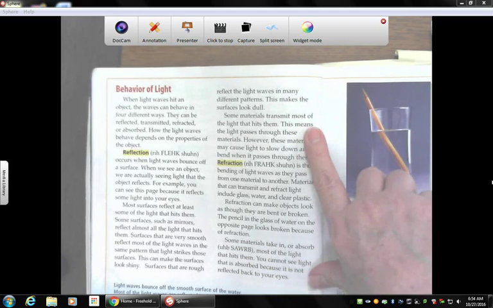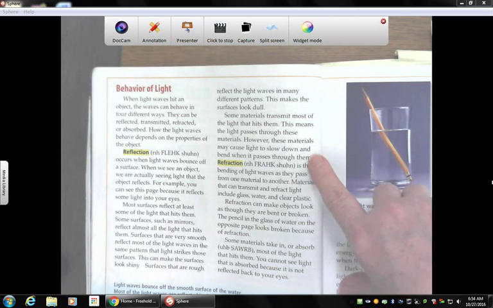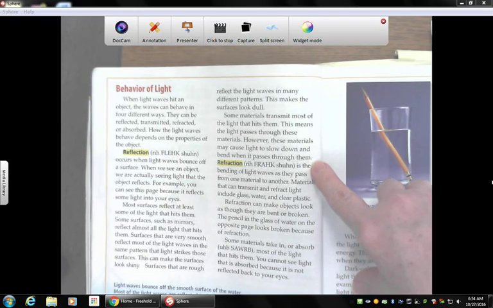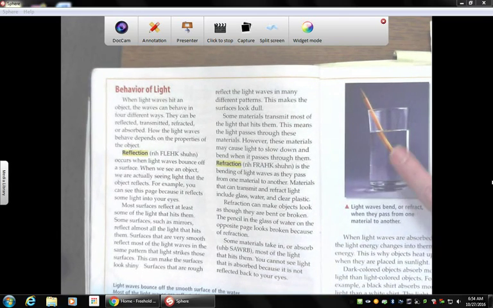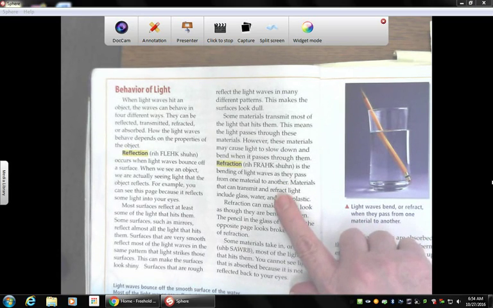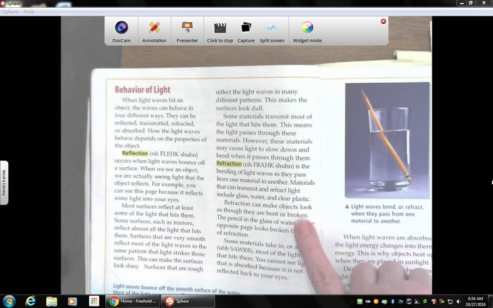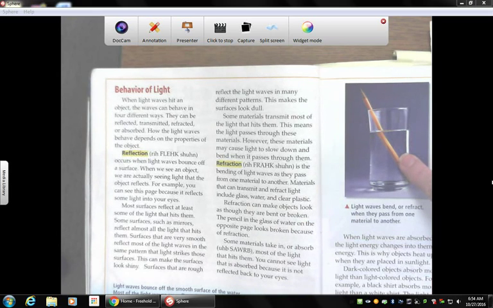Some materials transmit most of the light that hits them. This means the light passes through these materials. However, these materials may cause light to slow down and bend when it passes through them. Refraction, and there's a great picture here of refraction, is the bending of light waves as they pass from one material to another. Materials that can transmit and refract light include glass, water, and clear plastic. Refraction can make objects look as though they are bent or broken. The pencil in the glass of water on the opposite page looks broken because of refraction.